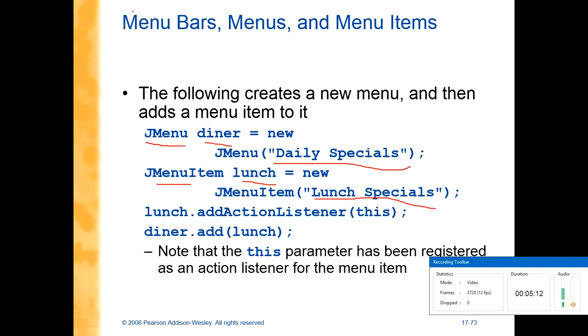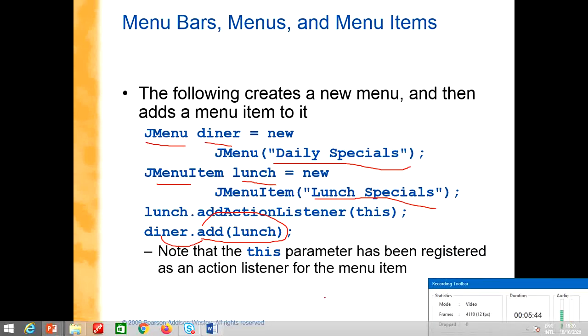Action listeners are added to the menu items. We need to add an action listener to the menu items because when I click on a menu item like open or save, we want some action to be performed. So we need to add an action listener to the menu item. If you see over here, this menu item is added to the menu. The menu item is lunch and the menu is dinner. So this parameter has been registered as an action listener for the menu item.